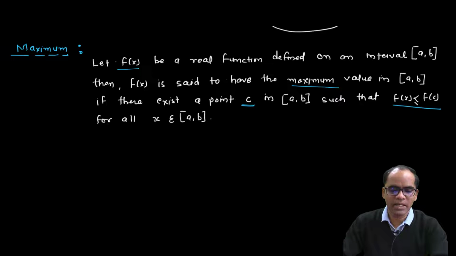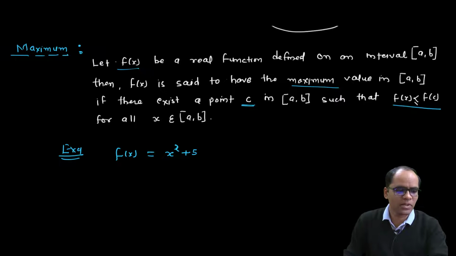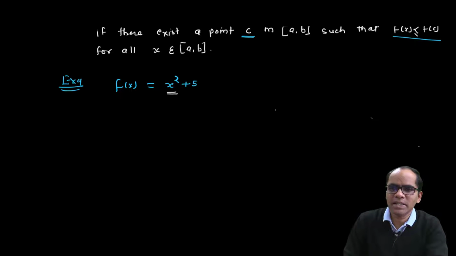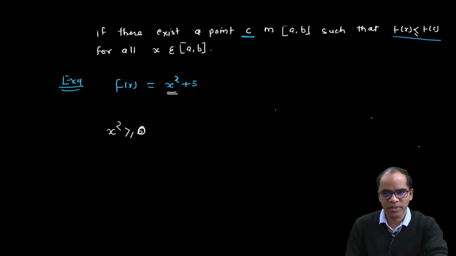We will understand this with an example. Suppose I am taking the example, function f(x) equals x square plus 5. In this case, the variable term is x square. So always take the variable term. So x square is greater than or equal to 0. The variable term you equate with 0.